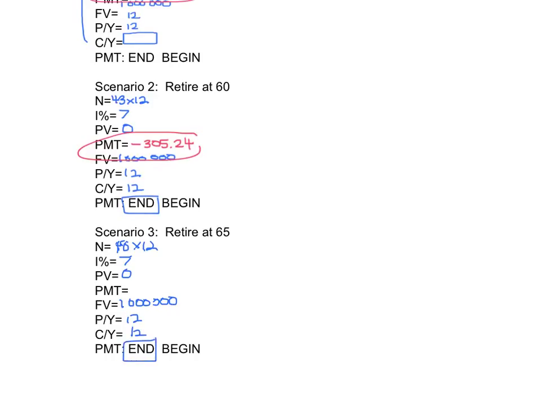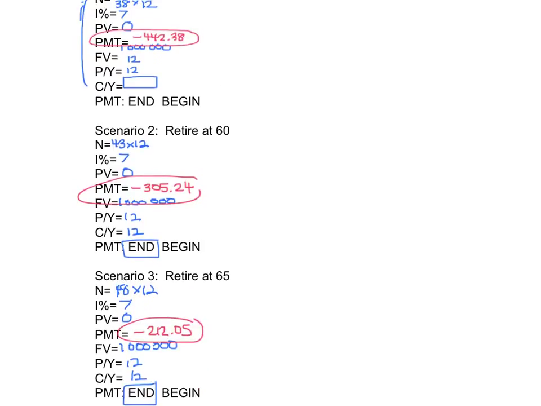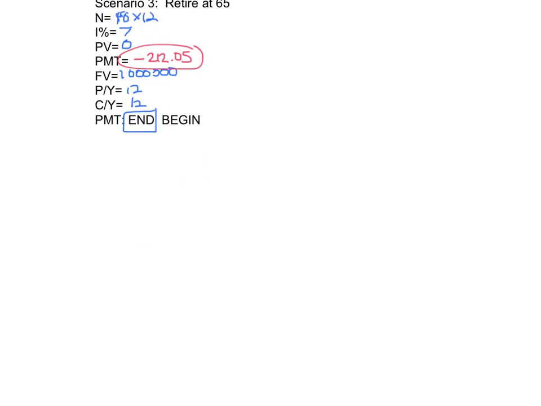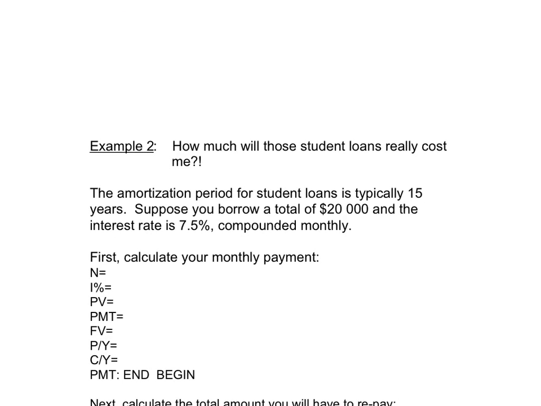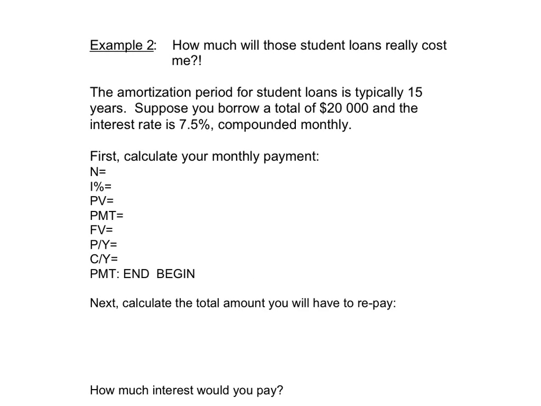And now we'll see that our payment goes down to $212.05. So you can see that the longer you work, obviously, the less you would have to save monthly in order to have the same amount at retirement, because you would be saving it over a much longer period of time. Okay, moving on. Our next example says, how much will those student loans really cost me?